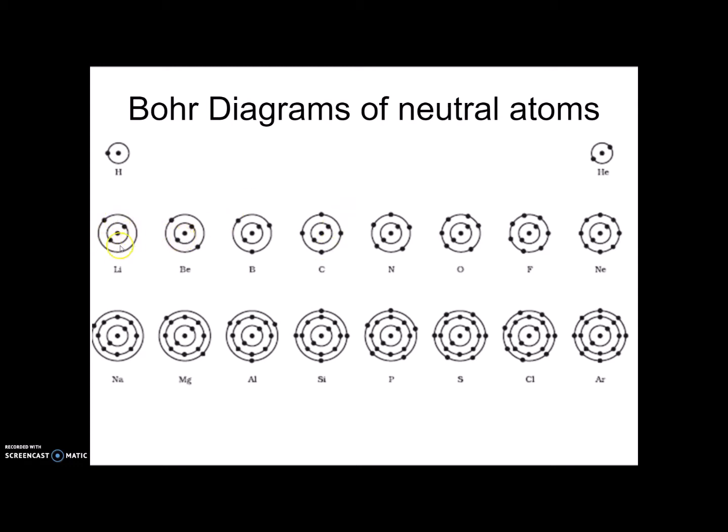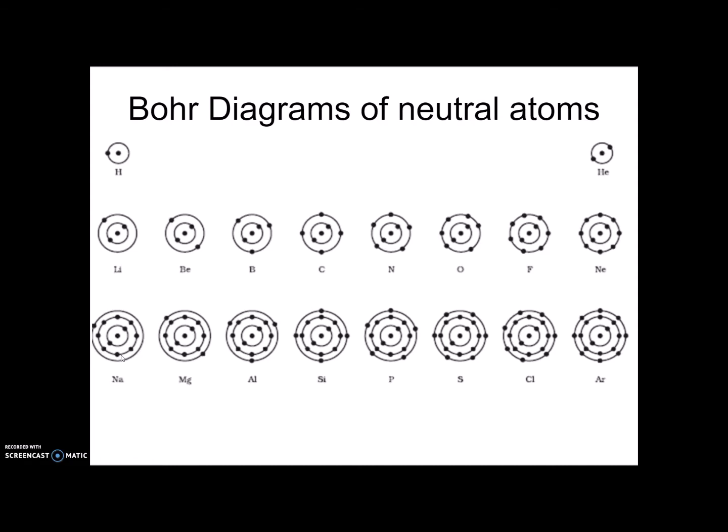So for instance, lithium in its outer ring has 1 electron. Beryllium in its outer ring has 2 electrons. We're only looking at the outer ring. Boron has 3 dots in its outer ring. Carbon has 4, 5 for nitrogen. If you count them up, 6 for oxygen, 7 for fluorine, and 8 for neon. And in the column below, right below that same element, you'll see the same number of dots in the outer ring. Now that's not an accident.